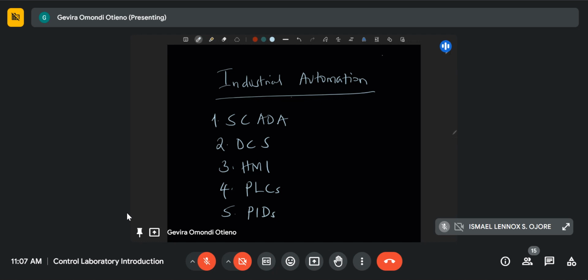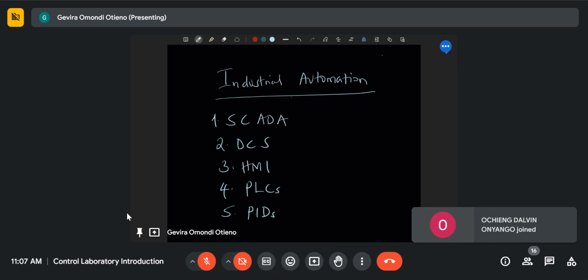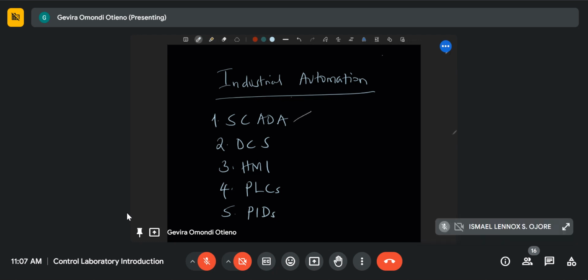Now, the largest way of managing or monitoring an automated system, like an industry level, is to use SCADA systems, which just stands for supervisory control, because it's used for control, and data acquisition.